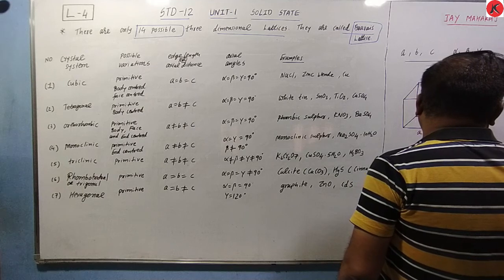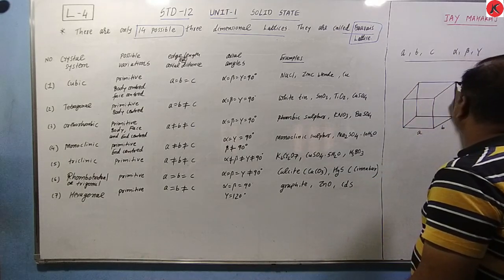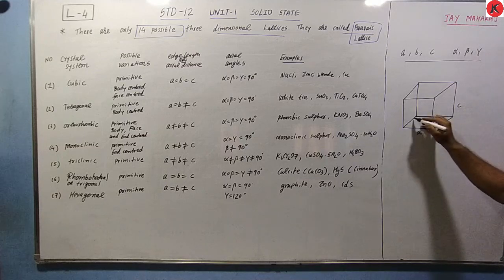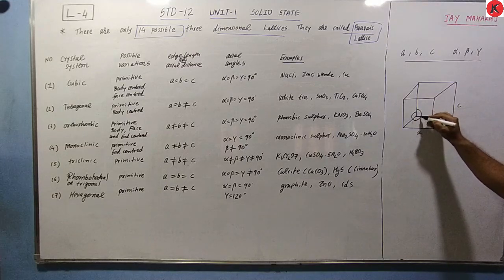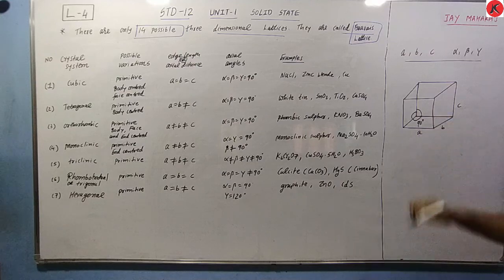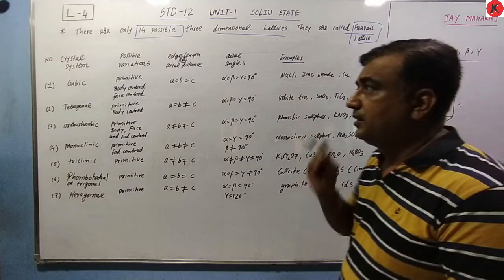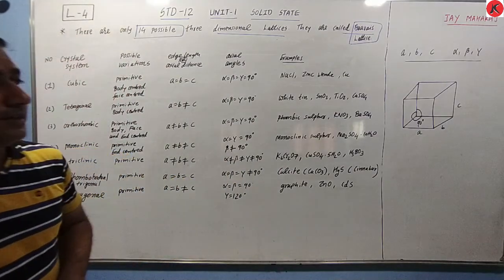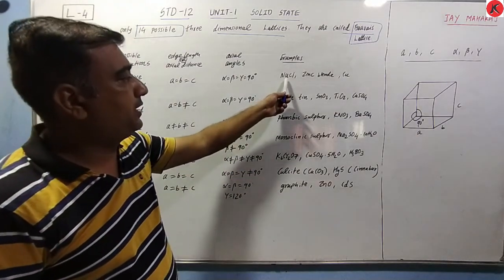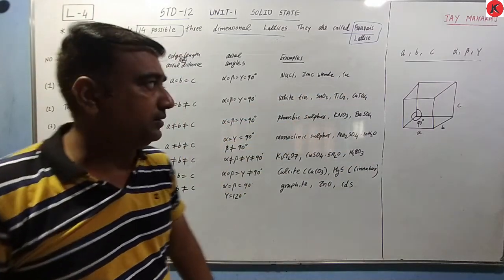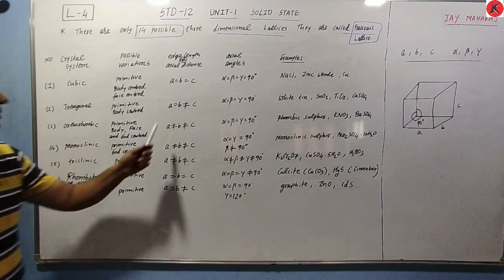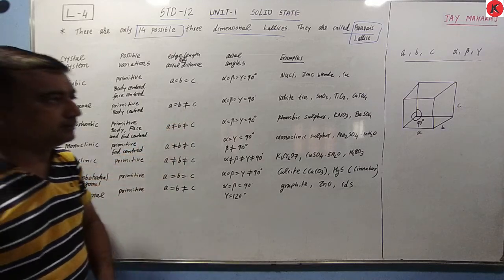In the cubic system, a equal to b equal to c, and alpha equal to beta equal to gamma equal to 90 degrees. All three angles, alpha, beta, and gamma, are equal to 90 degrees. This type of system is known as the cubic system. Examples are NaCl, zinc, lead, and copper. Just remember the examples.